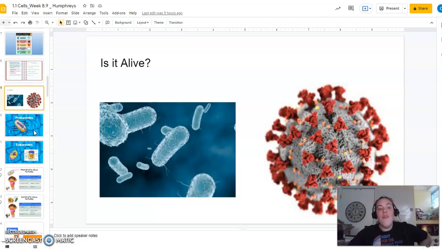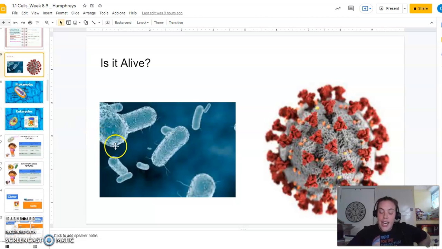Here's our agenda. Remember, we talked about that bacteria is alive and viruses are debated amongst the scientific community as to whether they are alive or not, because they do not meet all 7 of the classifications that we're going to learn about during vocabulary today.